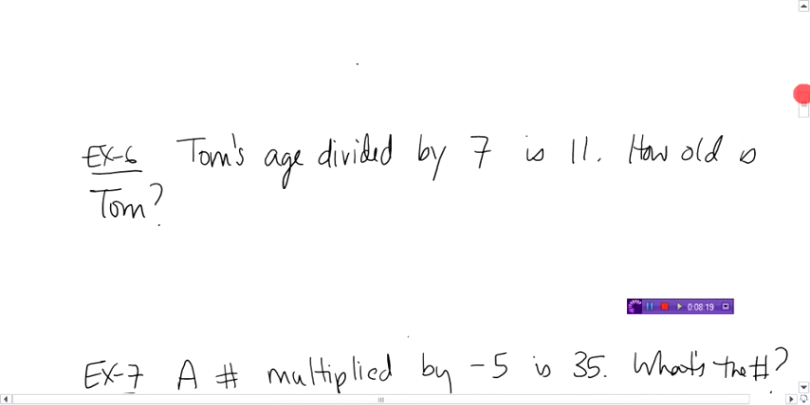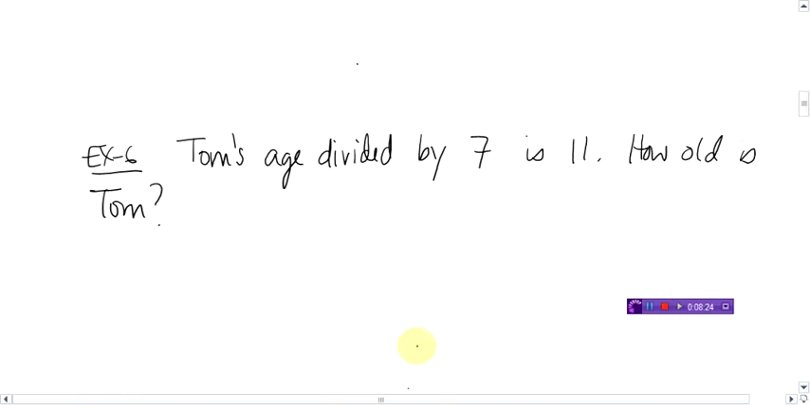Okay. How about this? Tom's age divided by 7 is 11. How old is Tom? Okay, do we know what Tom's age is? No. So it's some mysterious number. Let's call it T. Capital T for Tom. Divided by 7. Please don't do the dorky little divided by sign like that. Get over it, kids. No one does that anymore. Divided by 7 meaning like this. Divided by 7 is 11, equals 11.